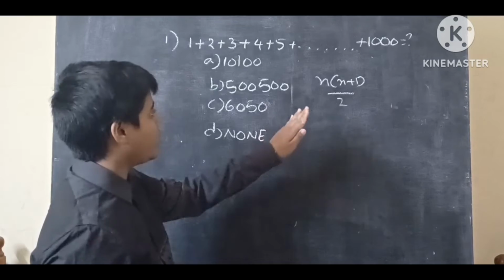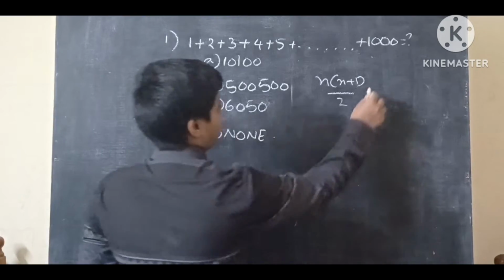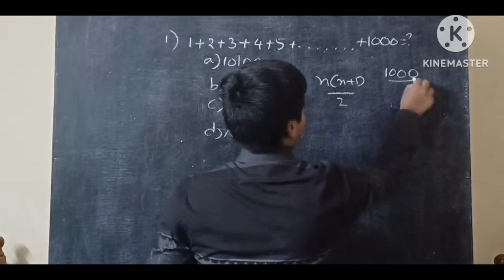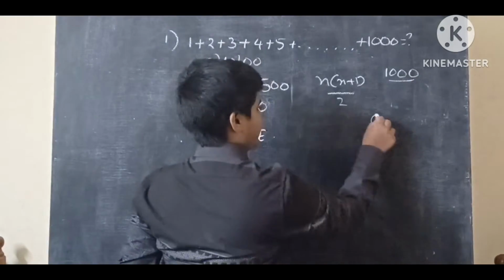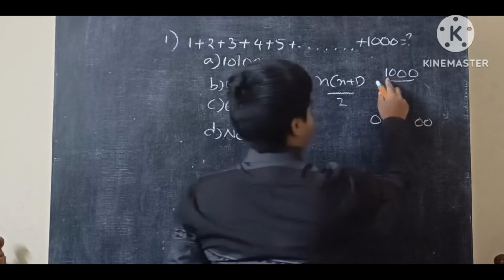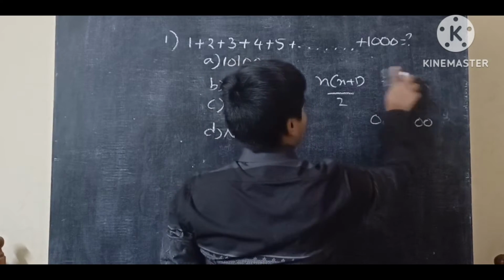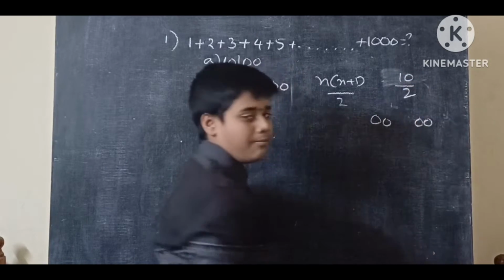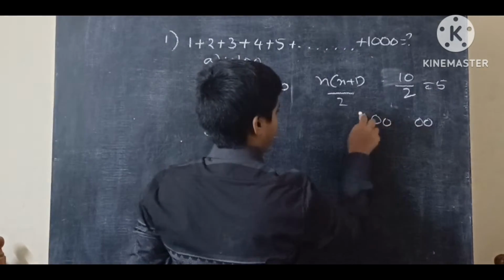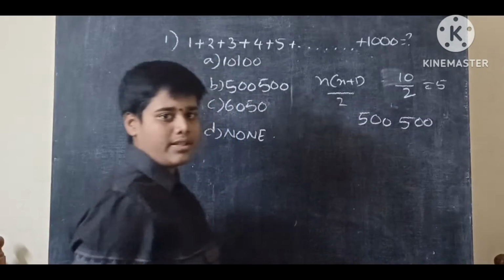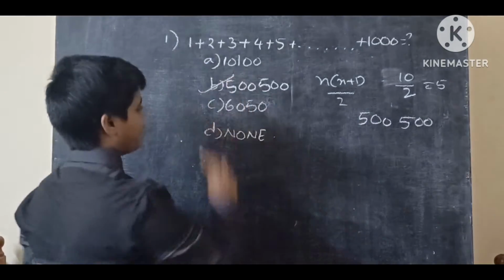Okay. So before going to this, one trick is there. If they ask up to 1000 numbers adding, here 2 zeros are there, 2 zeros means 0, 0, 0, 0. And if we divide 10 with 2, the answer is 5. So we have to keep 5 like this. Okay. So this is the answer for this question.